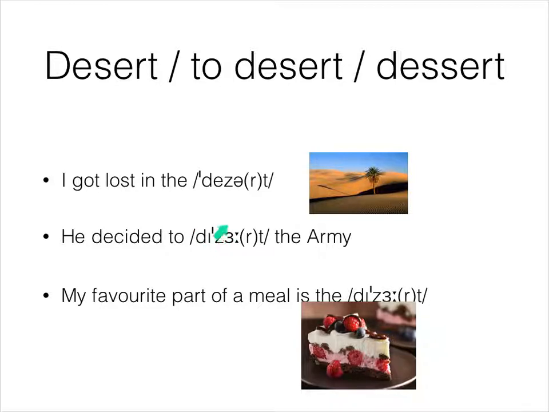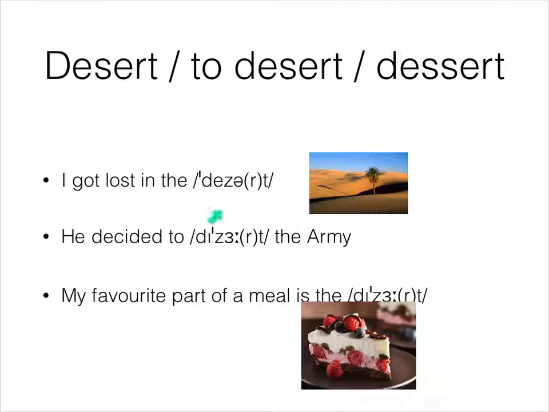So, for example, imagine there's a period of war, and we are forced to go to war, but then you say, no, I'm a pacifist, I don't want to fight. So what you do is you desert. The stress is on the second syllable. Desert. Desert. Okay? Desert the army. Yeah?